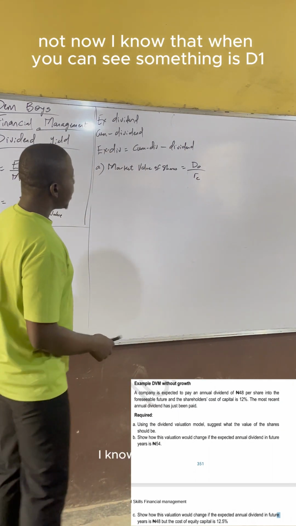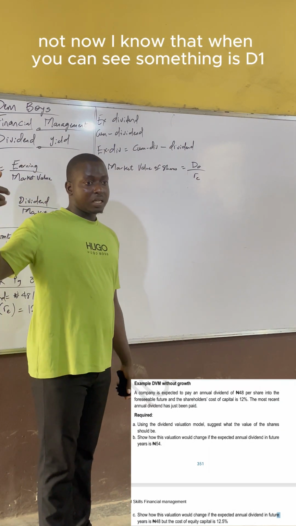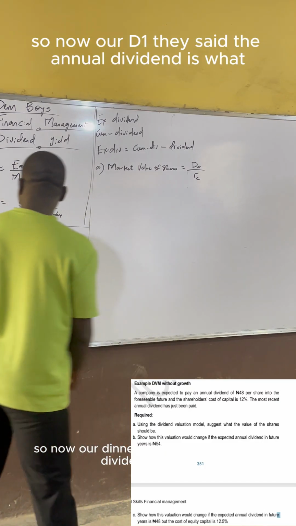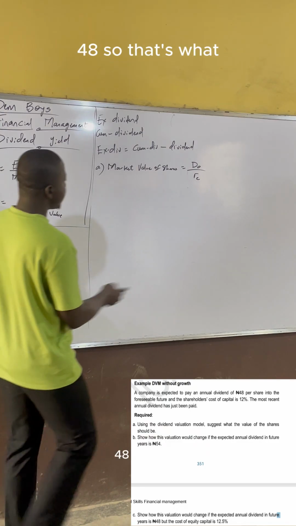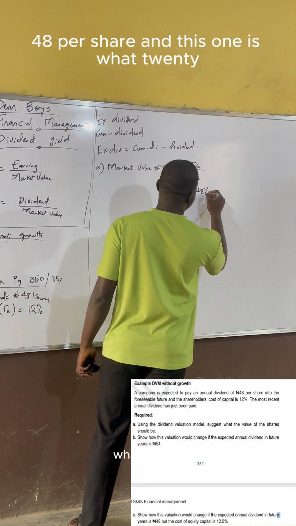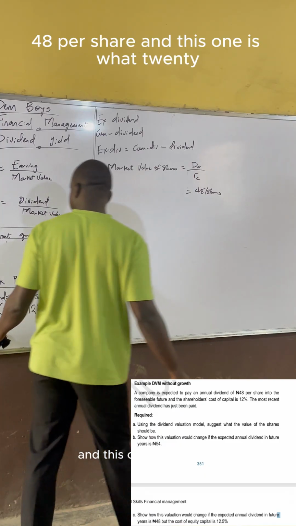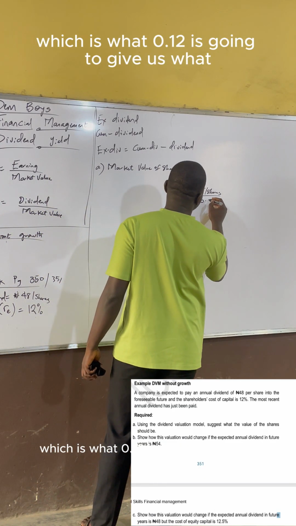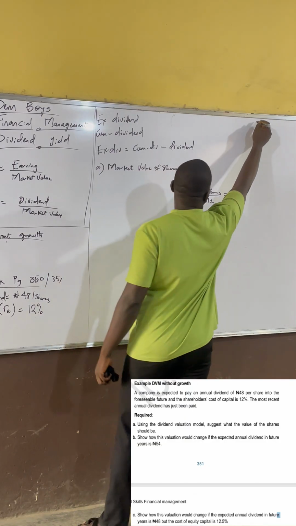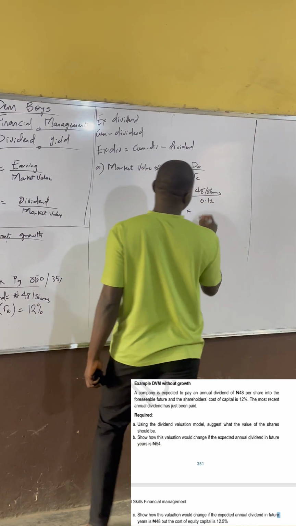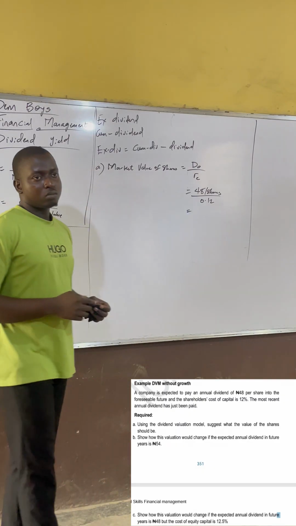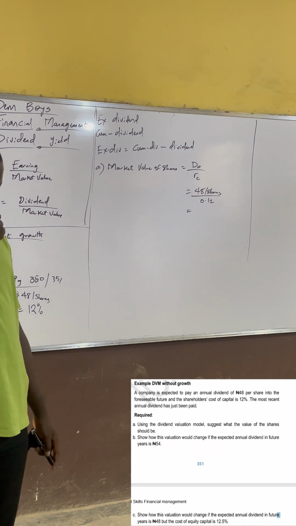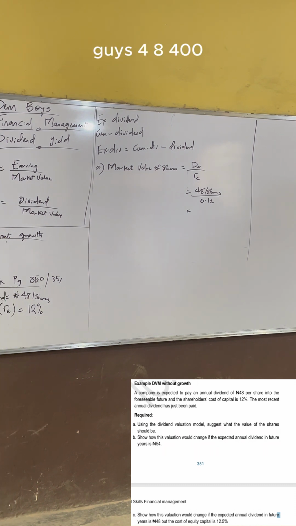Now, I know that before you can say something is D1, that means growth has already happened to it. So now, our D naught, they said the annual dividend is what? 48. So that's 48 naira per share. And this one is 12 cents, which is 0.12. So 48 divided by 0.12 is what? That is 400.